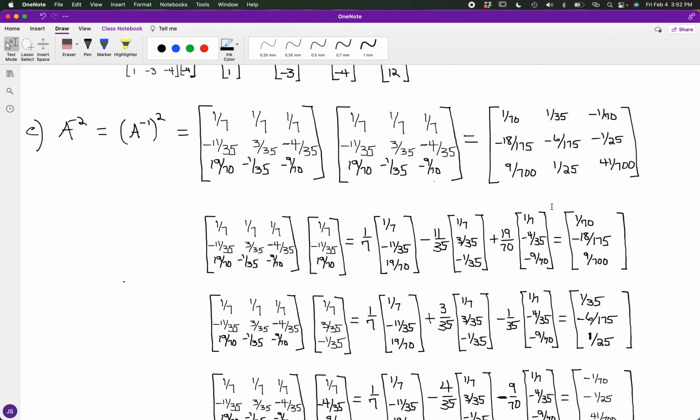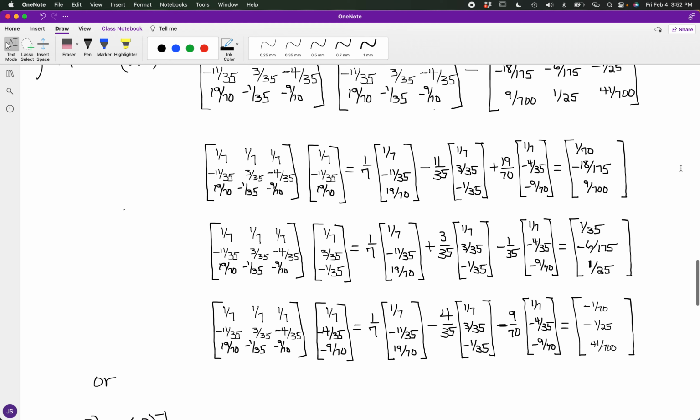And for the square of the inverse of A, consolidating these 3x1 matrix elements and forming a 3x3 matrix in the result. So you have the top row with 1 over 70, 1 over 35, and negative 1 over 70. The middle row we have at negative 18 over 175, negative 6 over 175, and negative 1/25th. And with the last row, we have not negative, but positive 9 over 700, 1/25th, and 41 over 700.